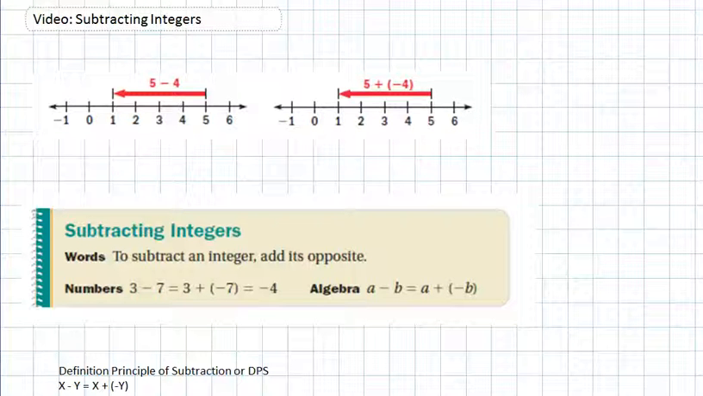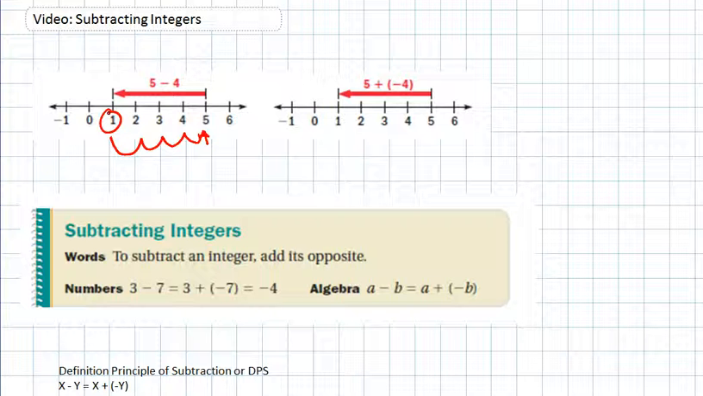In this video, we're going to learn how to subtract integers. Let's start by looking at what it means to subtract integers by looking at a number line. If I take the number 5 and I subtract 4, it's like moving 4 spaces down the number line, which gives me the answer 1. This is the same as taking the number 5 and adding -4, or moving 4 spaces to the left.